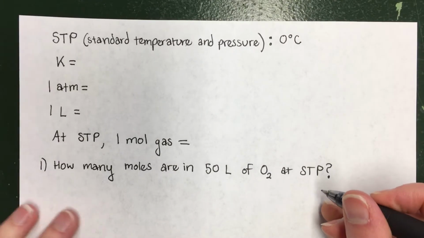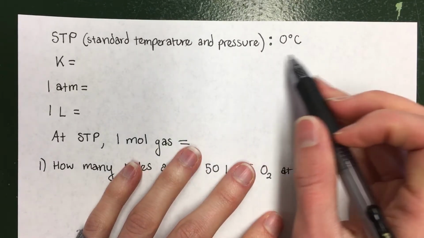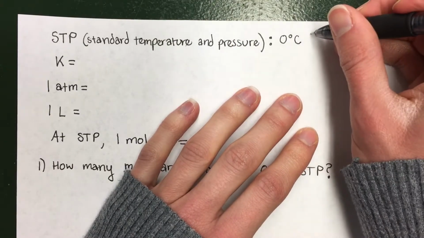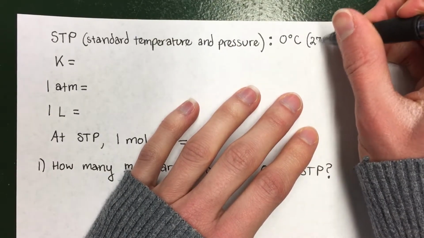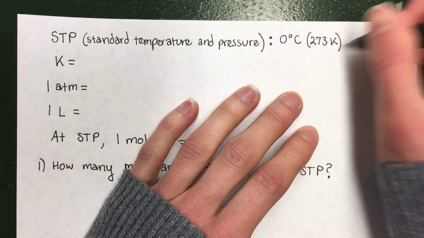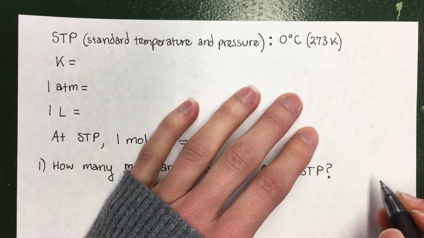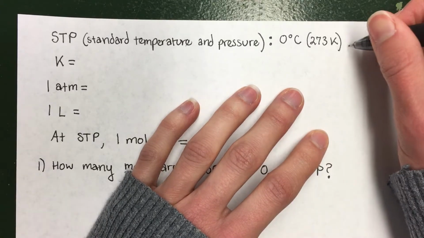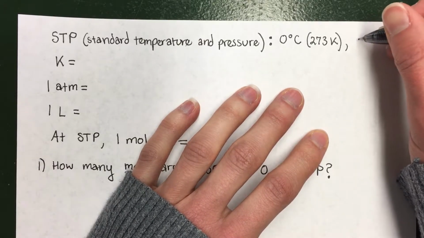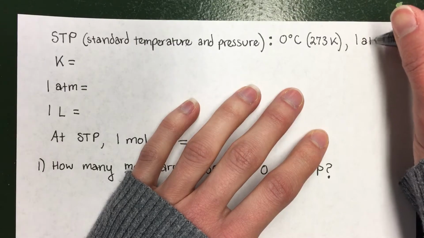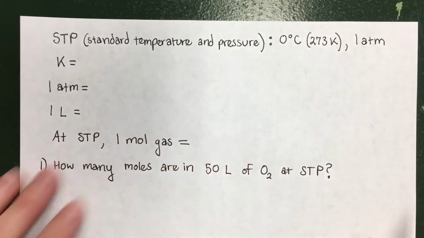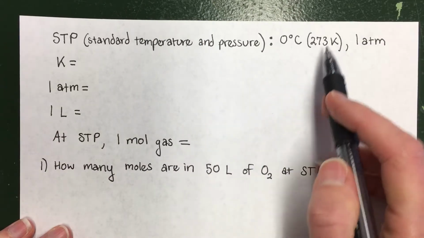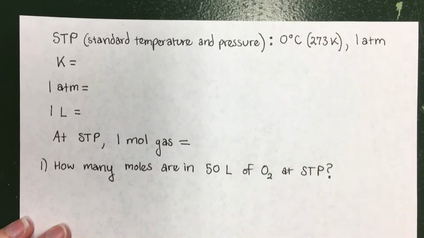But you remember, in gas law problems, we can't usually use Celsius. We need to always use Kelvin. So 0 degrees Celsius is 273 Kelvin. And we'll talk about how to convert between Celsius and Kelvin in just a second. And then standard pressure is 1 atmosphere, so 1 ATM. So if a problem tells you it's done at STP, then that means 273 Kelvin, 1 ATM.